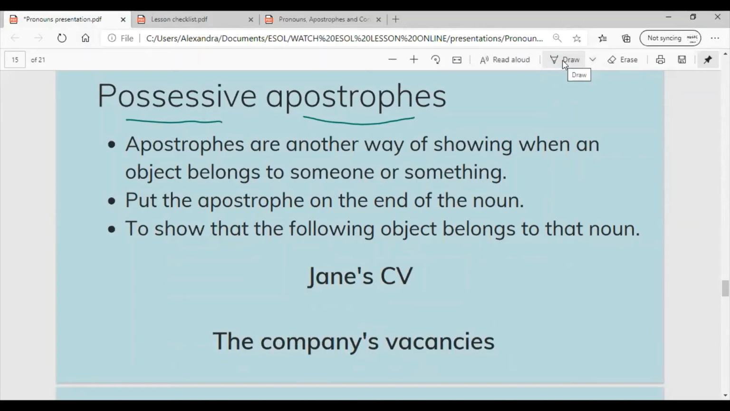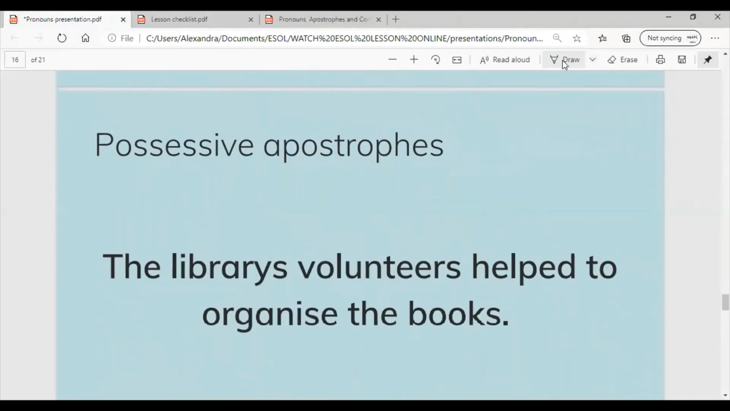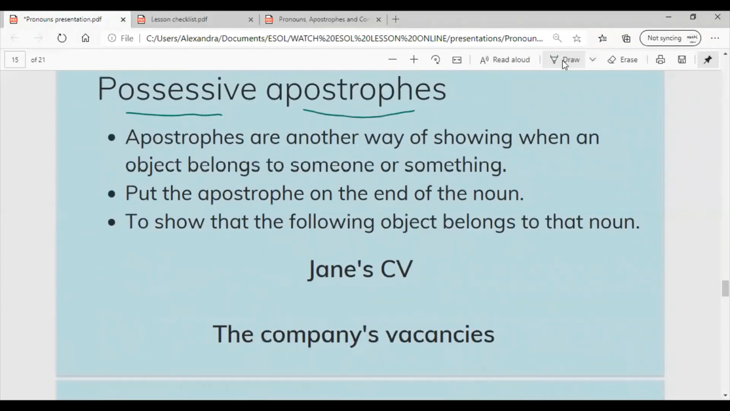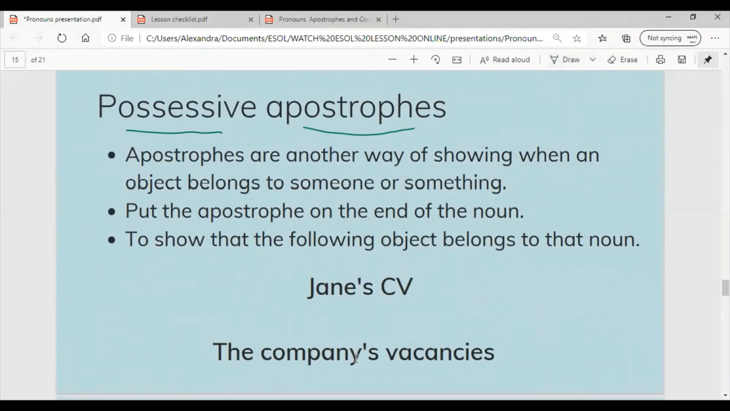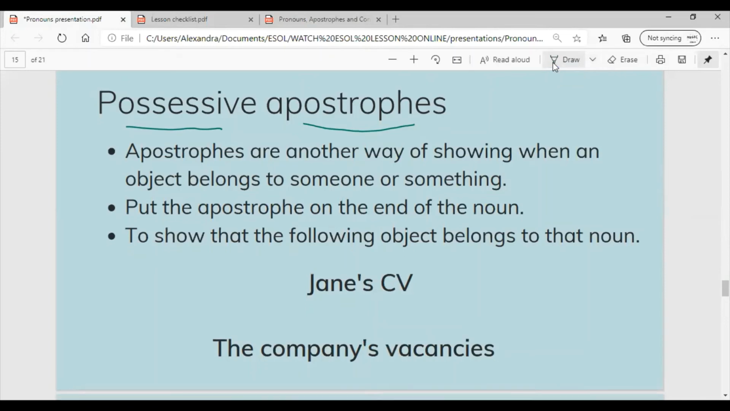You'll get more used to it with practice. You do have to be careful though, because if you wanted to write about lots of companies having vacancies, you would move this apostrophe and you would put it here, and you would take it out from there. So it would be the companies' vacancies. So that would be if you were talking about more than one company. But if you've just got one company, then you would write it like this: the company's apostrophe S vacancies.